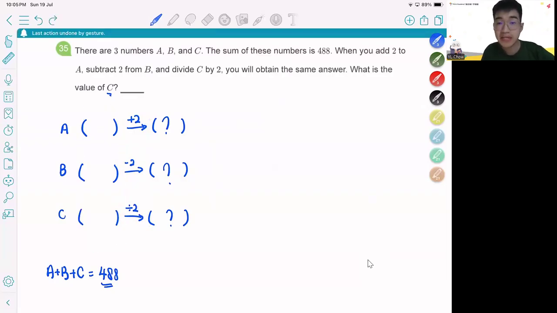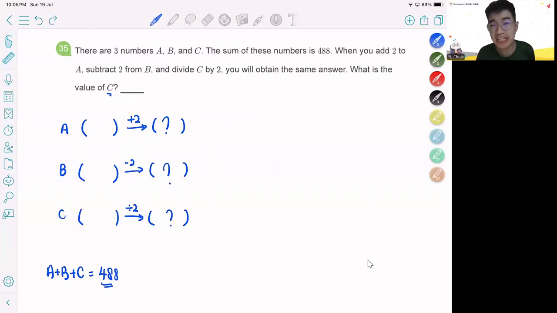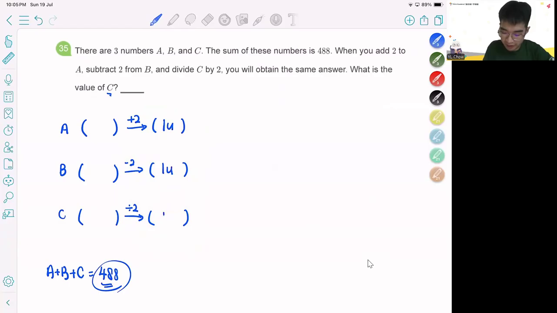All right. So then, can you form a relationship other than their sum? The other relationship you know is that the results after these operations are equal. So let's just give them a name. Let's say that each of these numbers is 1 unit, 1 unit, 1 unit, right? So it's like your model, you have 1 bar, 1 bar, 1 bar. Let's see what we will do to each of these bars if we work backwards to find the original number.